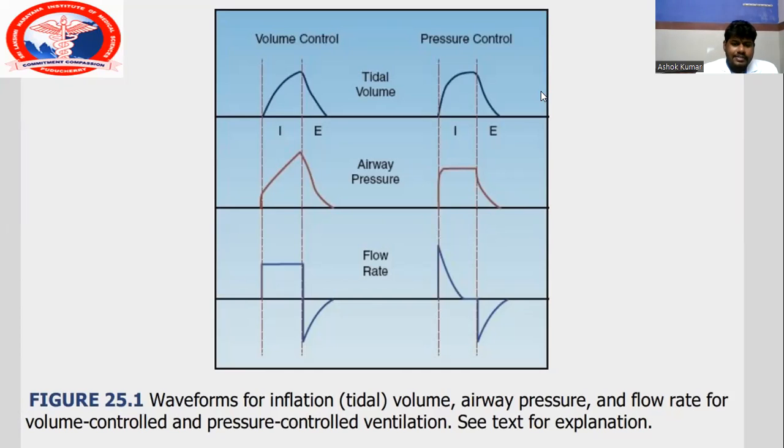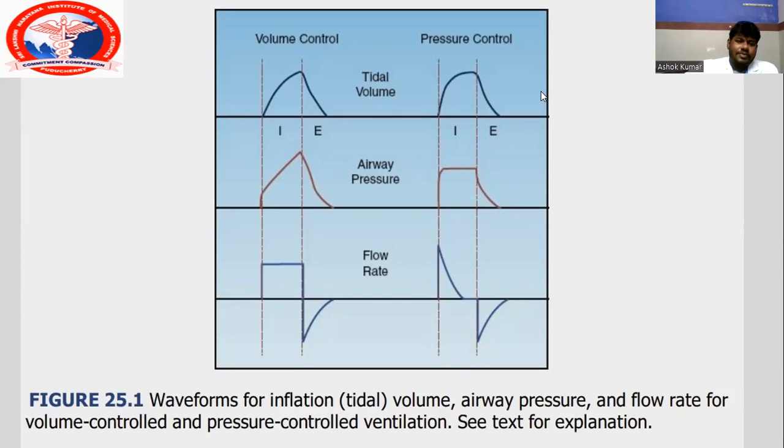In pressure control ventilation, the inflation pressure is constant, so the flow suddenly increases during the early part of the mechanical ventilation. Once it reaches the peak pressure, it suddenly drops to zero in the flow rate curve in pressure control. This is the basic difference between volume and pressure control.